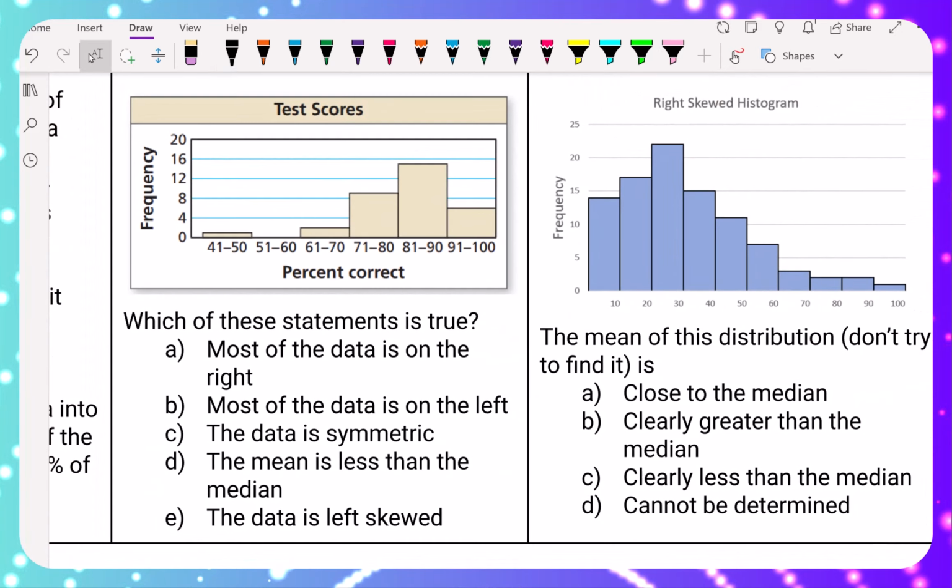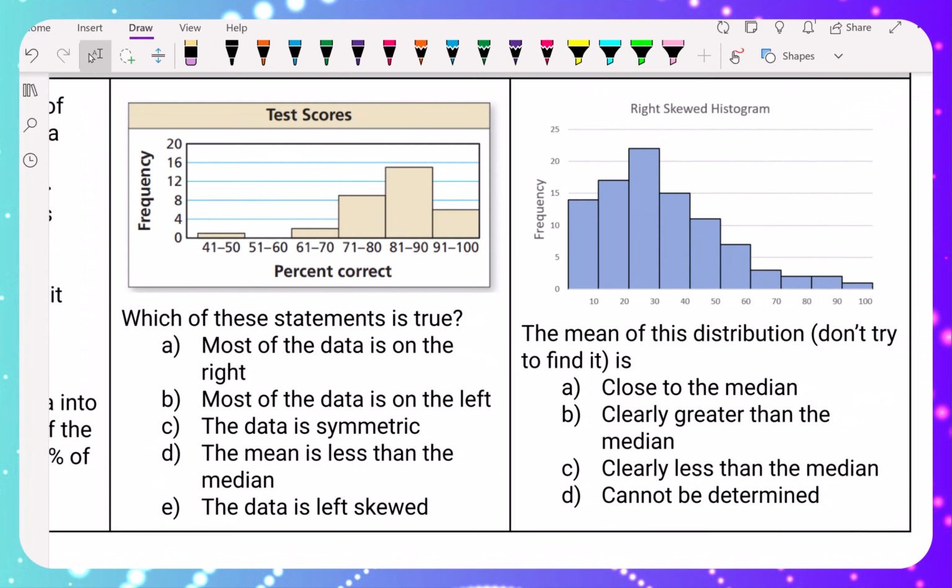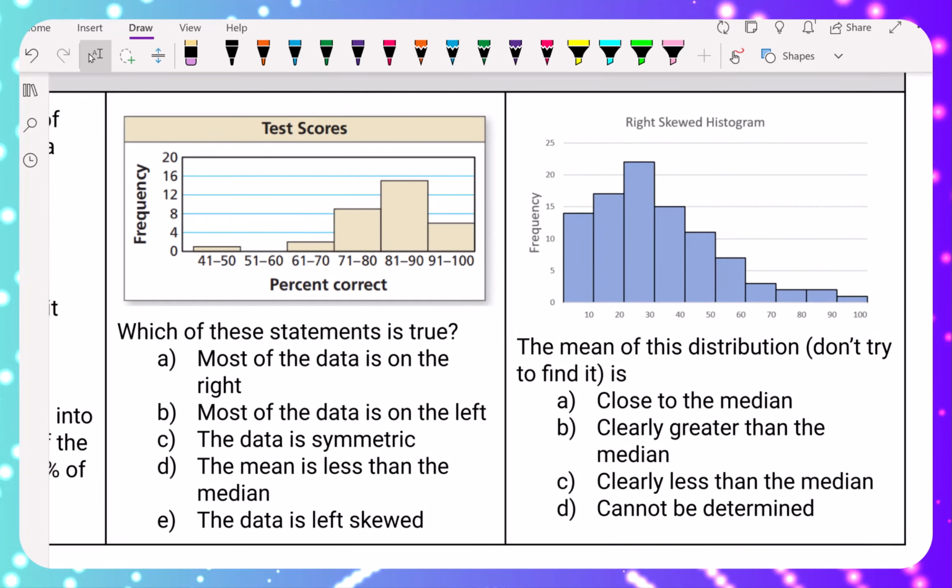Okay, frequency. Which of these statements is true? So I want you to take a few seconds. I want you to read both of these questions, pause the video, answer them, and then unpause and see if you get it right. So in this first question, it's asking which statements are true, and you can have more than one answer. So let's see if this one's right.